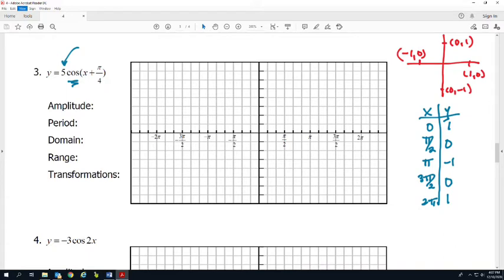Hold on one second. Okay, I just realized that I skipped number 2. So I'm going to go ahead and finish number 3. I'm sorry, and we'll go back to number 2. Sorry to confuse things.